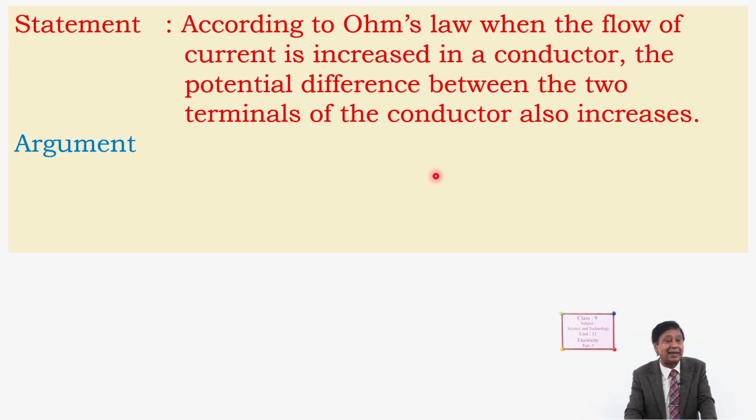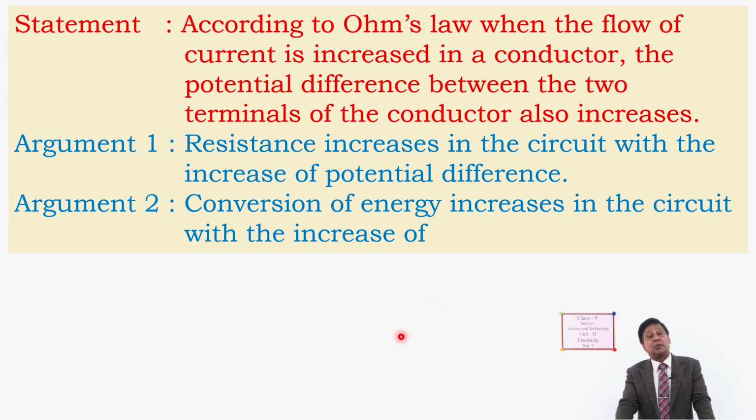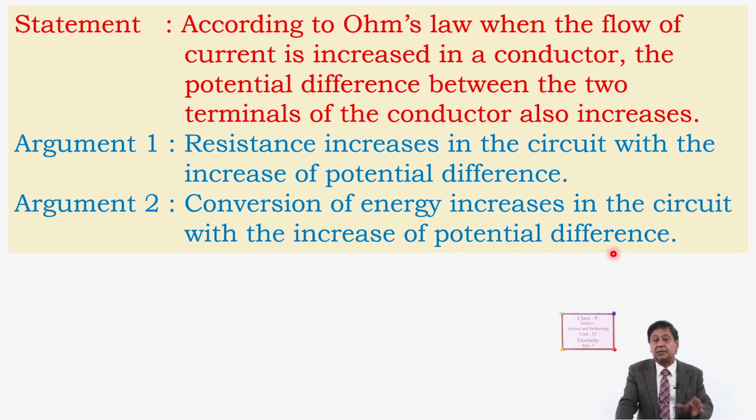And there is one argument over it. What is argument number 1? Resistance increases in the circuit with the increase of potential difference. Is this correct? Just think about this. Take a little time. Now there is another argument also: conversion of energy increases in the circuit with the increase of potential difference. A statement is given and two arguments are also given over the statement. Now we have to select which option among these is correct.